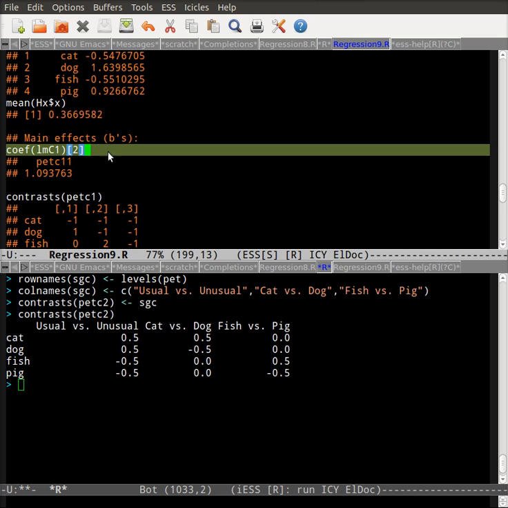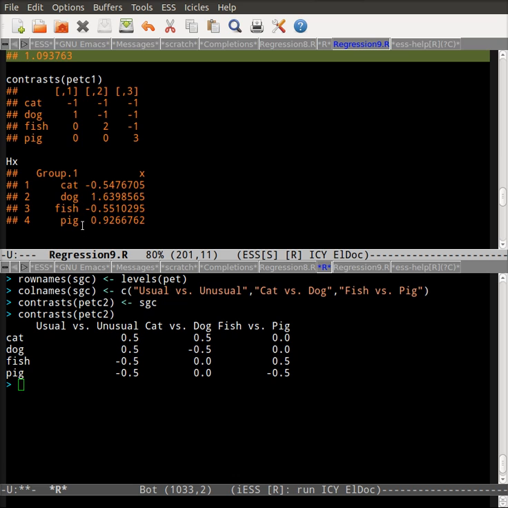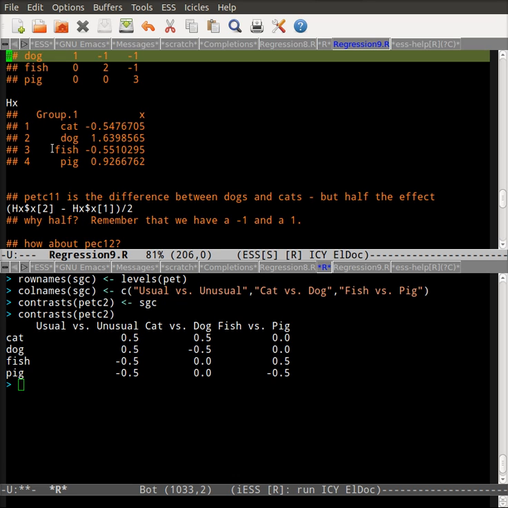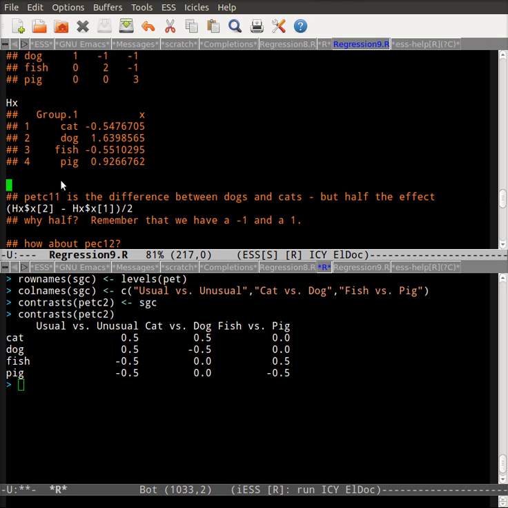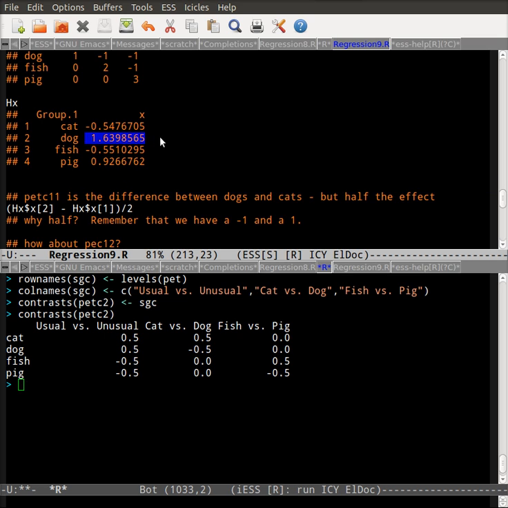Not just B naught, but B1. Let's take a look at B1. B1 is 1.09, and what does this represent? Remember, this is my contrast code for Helmert, and Helmert codes look like this. It's -1 and 1, so it's dog versus cat. And these are my means, and I'm just trying to recreate these so that everybody can see them as I'm going through this. So pet C11 is the difference between dogs and cats. I compute this by taking dog, because that's coded as 1, and I subtract out cat. So I get a value that is double my effect.